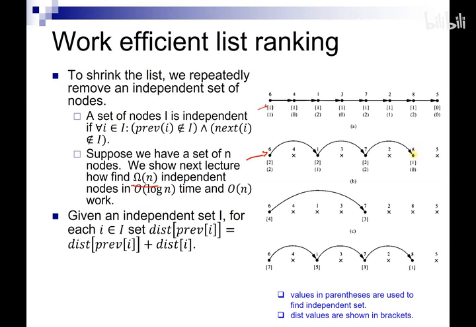Let's say that you remove this 8 node over here and this 1 node over here. Those 2 nodes are independent. When you remove this node, it takes its previous node, which is 6, and adds its own distance to that node's current distance, setting it to 4 now. And when you take out this node, it takes its previous node, which has a distance of 2, and adds its current distance, which is 3.